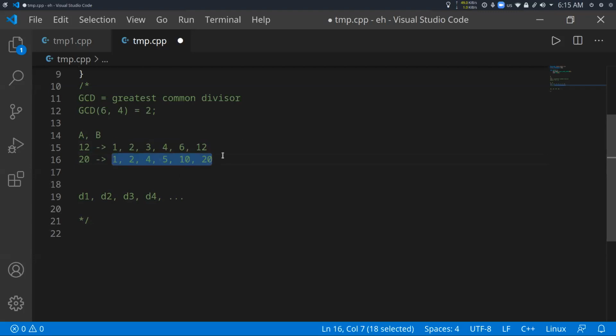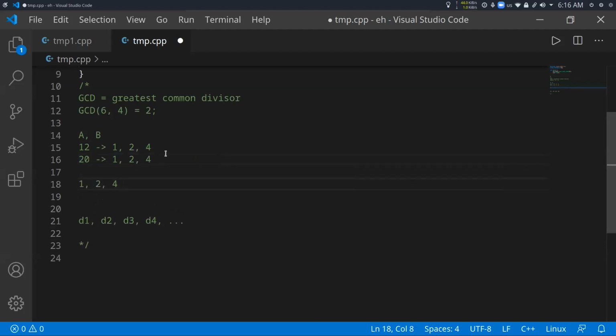Okay, so we will only consider the common divisors. So 12 is not common, so we'll remove it. 6 is not common, remove it. 20 is not common between these, remove it. 10 is not common, remove it. 5 is not common, remove it. 4 is common, keep it. 2 is common, keep it. 3 is not common, remove it. And 1 is common, keep it. So we ended up with only 1, 2, 4. These are the only common divisors between 12 and 20.